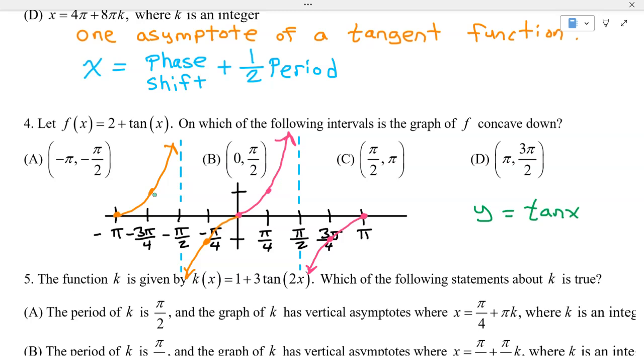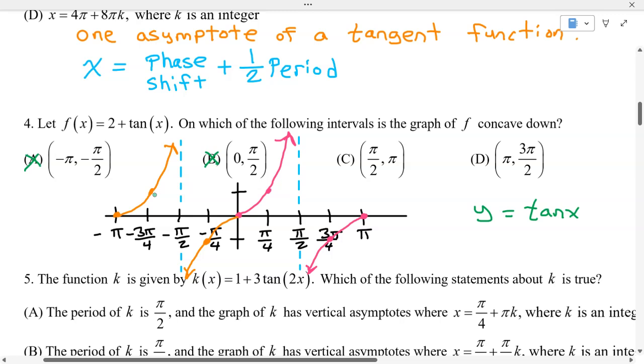Look at option A. Is the graph concave up? Sorry, we're looking for a concave down. Is the graph concave down between -pi and -pi over 2? That's this first little piece. This is clearly concave up, so the answer is not A. What about from 0 to pi over 2? That's this red piece right here. From 0 to pi over 2, again, that is concave up. The answer is not B.